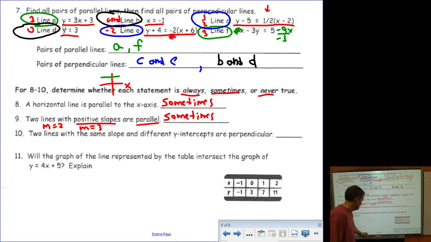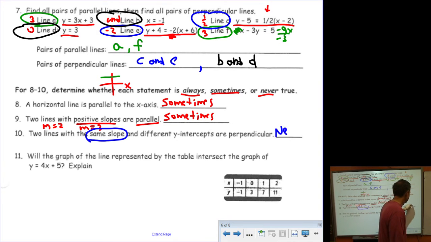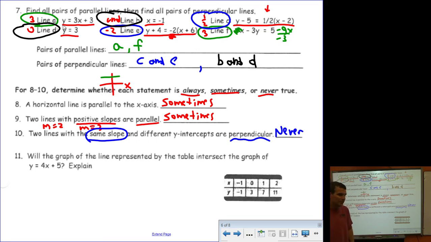All right, last up, number 10, two lines with the same slope and different y-intercepts are perpendicular. Now, two lines with the same slope are parallel, not perpendicular, so that would be never. To be perpendicular, you need to have opposite reciprocals for your slope.